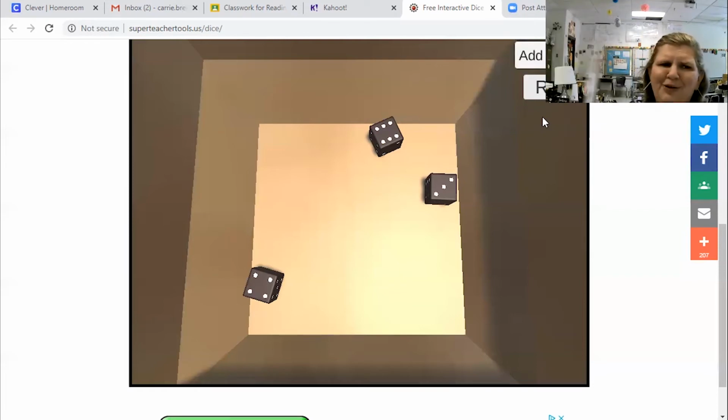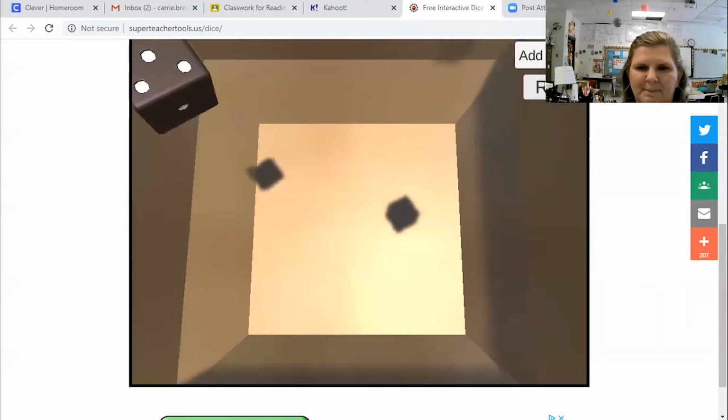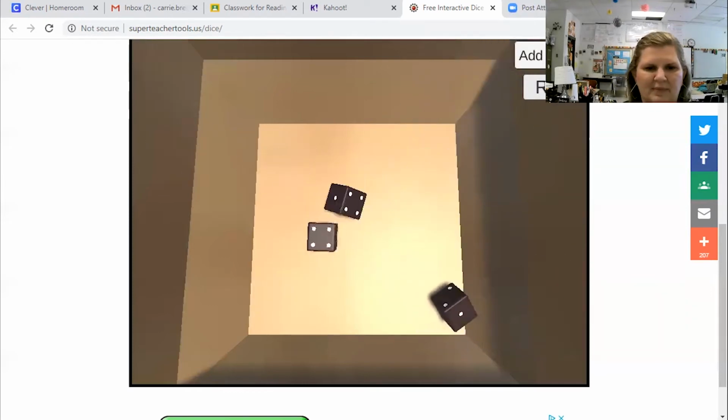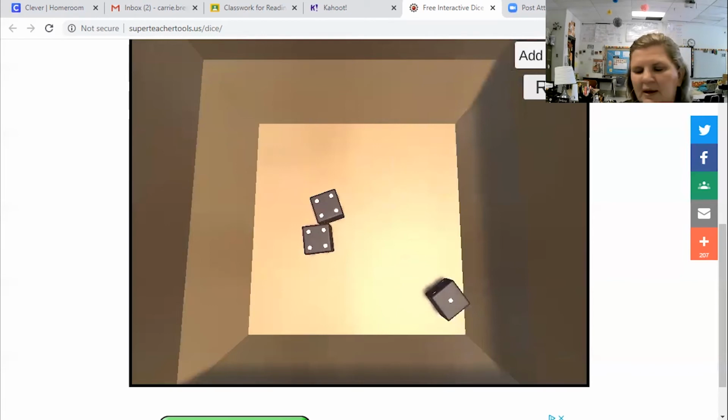Great job. If you did, you are so smart and ready for 3rd grade. Let's roll again and see what we get. There we go. So this time, let's see if we can solve this one. And then we're going to have you write equations after this one.